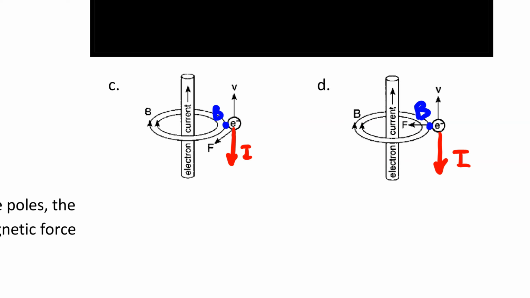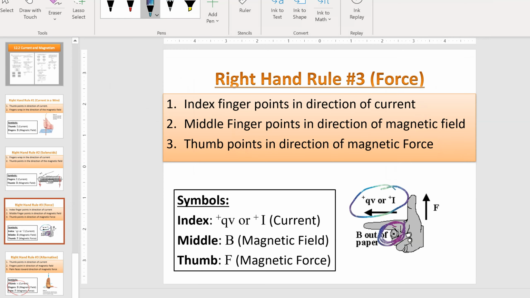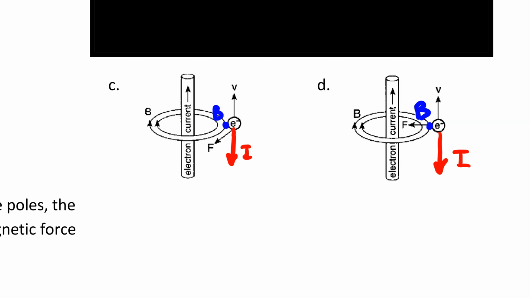What direction is your thumb pointing? Where is it pointing? The thumb shows the direction of the force. So if your index finger is pointing down for the current, and your middle finger is pointing out of the page towards you, your thumb should be pointing towards the left. And that's why this is the correct answer. Choice D.